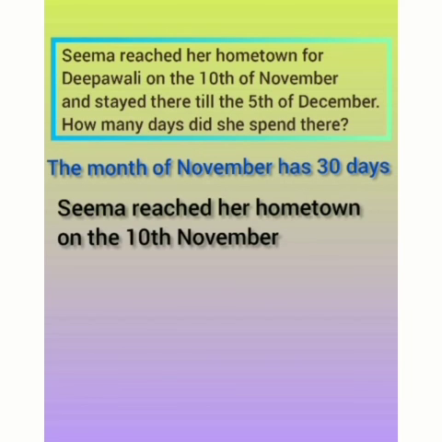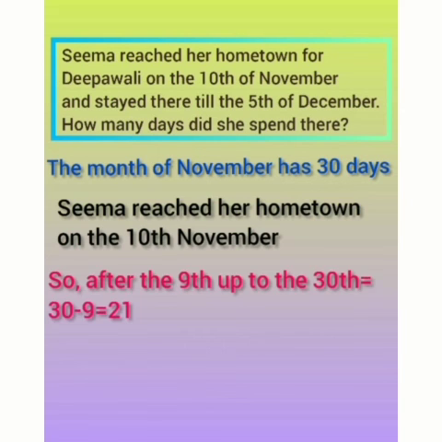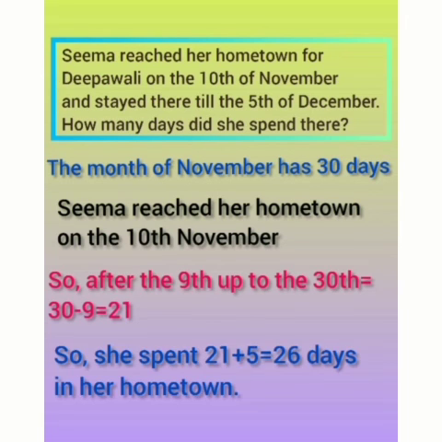Seema reached her hometown on the 10th of November. So, after 9 up to the 30th, count the days or subtract: 30 minus 9 is equal to 21. And count the number of days till 5th December. It is 5 days. So she spent 21 plus 5 is equal to 26 days in her hometown.